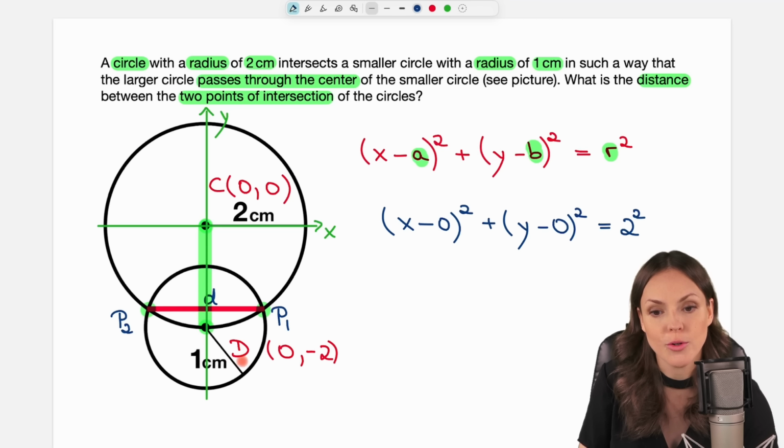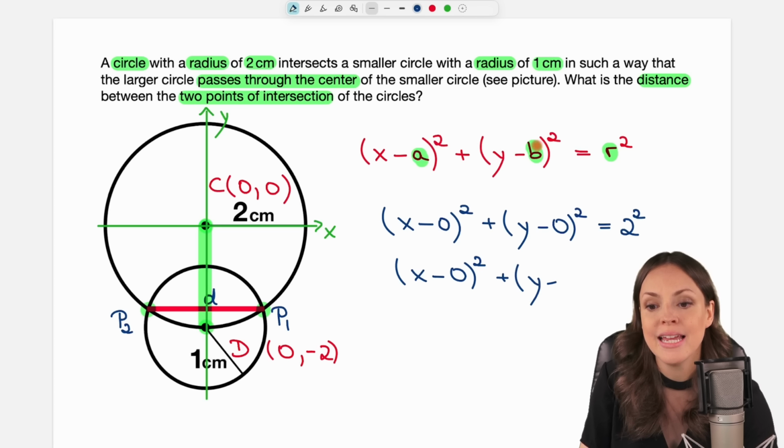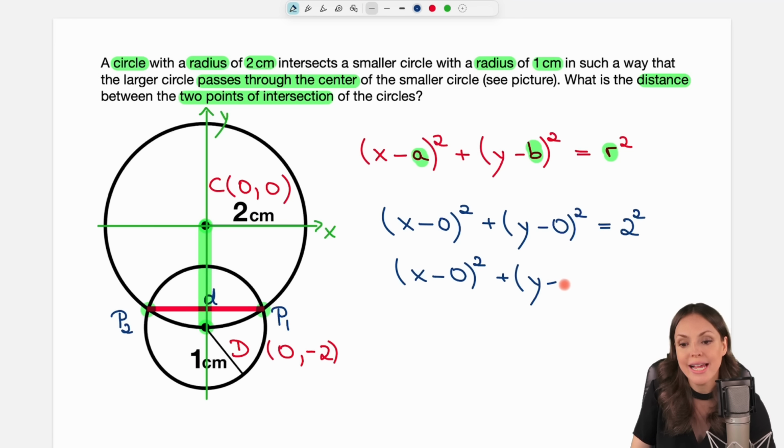Same thing with the small circle. We start with x minus the x-coordinate of my center, which is still 0, okay, nothing changed so far. We square this thing, then second part, y minus the y-coordinate of my center. This time it's -2, so I subtract, and then I have to insert -2, and then I have to square this thing. And then I get my radius squared. So my radius is 1 in this case. So I have 1 squared.